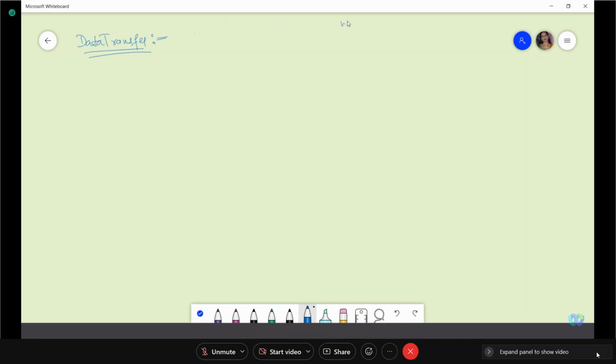What is a nibble? What is a byte? What is the size? How many bits? 4 bits is a nibble and 8 is a byte. Yeah. So the data transfer normally will be done in terms of byte transfers.